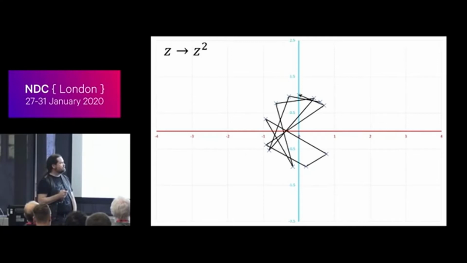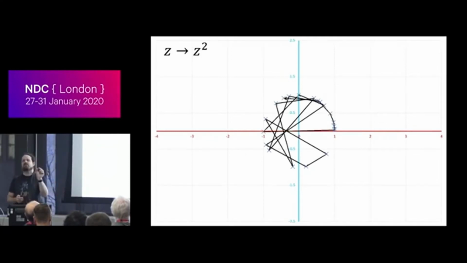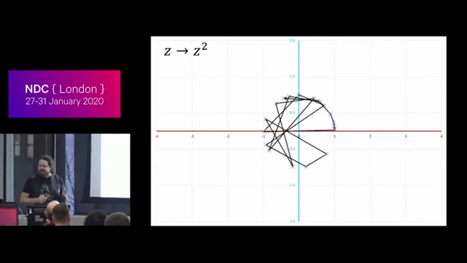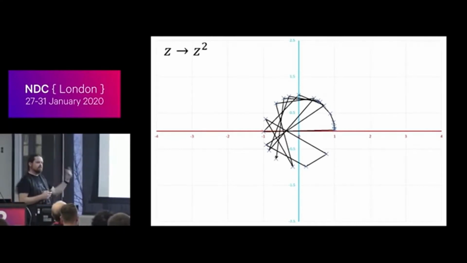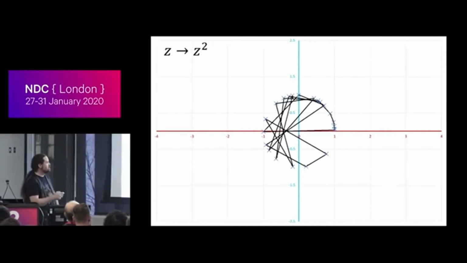It goes into this little weird, almost circular orbiting pattern. Now, those two points are right next to each other, but they exhibit dramatically different behavior when we iterate them over and over again by squaring them and squaring them and squaring them. And eventually, this one disappears.